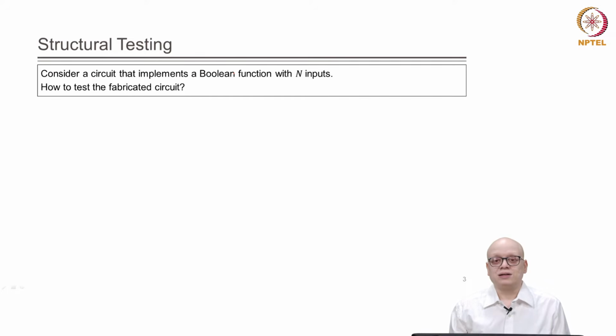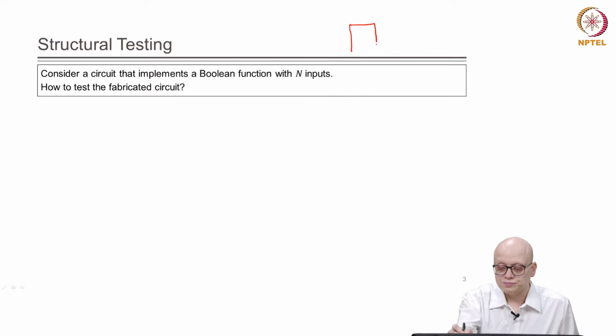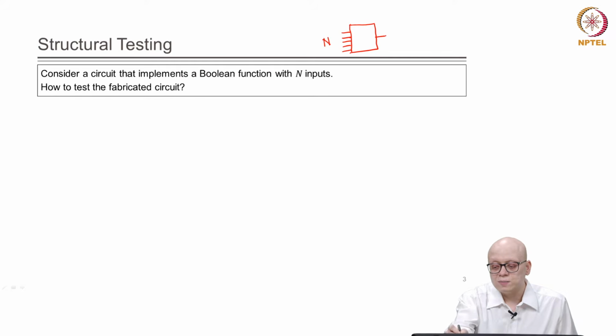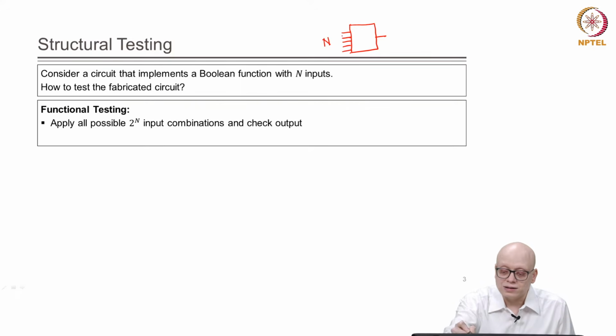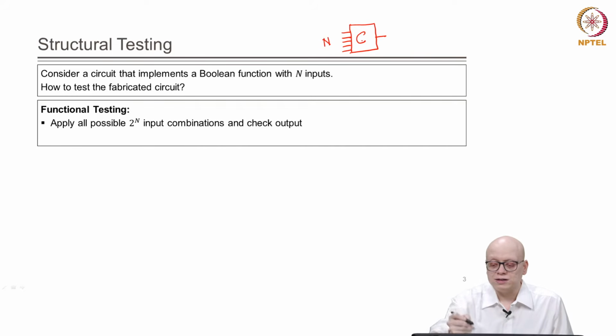Suppose we have a circuit which implements a Boolean function with n inputs, n Boolean variables, and it is producing some output. Now, if we want to test this circuit, how can we do it? One of the ways is that we apply test patterns, that is, all the possible values that can come at the inputs of this circuit, for example, 0, 0, 0, 0, 1 and so on.